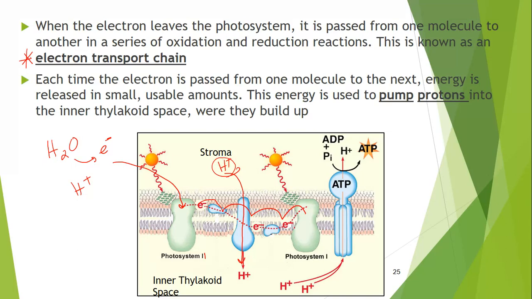By the time the electron gets to the end of the chain, it has no more energy anymore. All the energy has been squeezed out of it to pump protons. So are we done with the electron yet? No, it goes to the next photosystem, which is called photosystem 1.